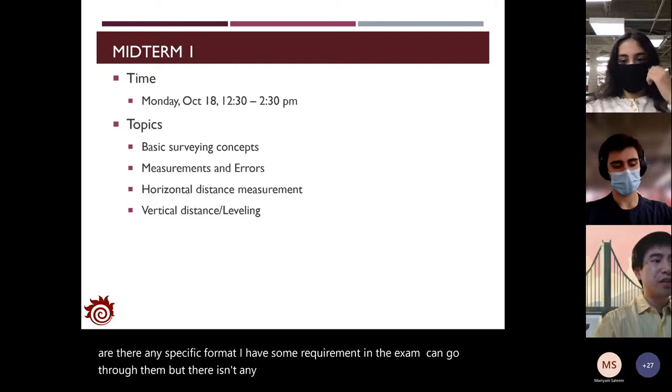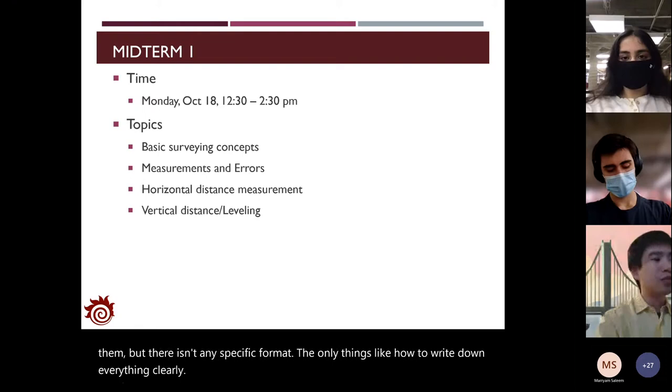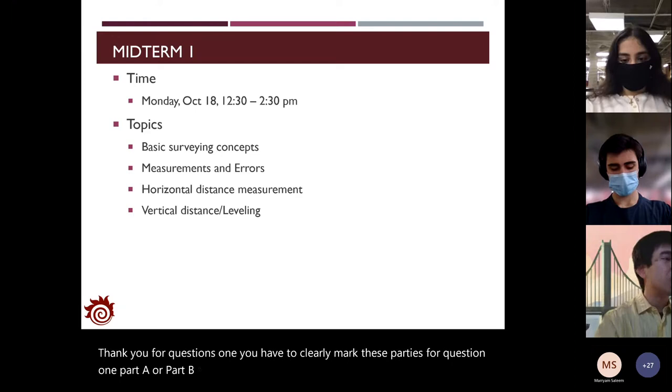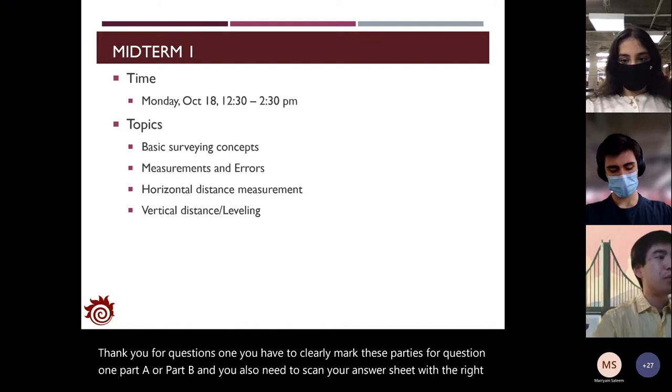Like for question one, you have to clearly mark that this part is for question one, part A or part B, and you also need to scan your answer sheet in the right order, like page one, page two, page three, so that we can know which part you have worked on.